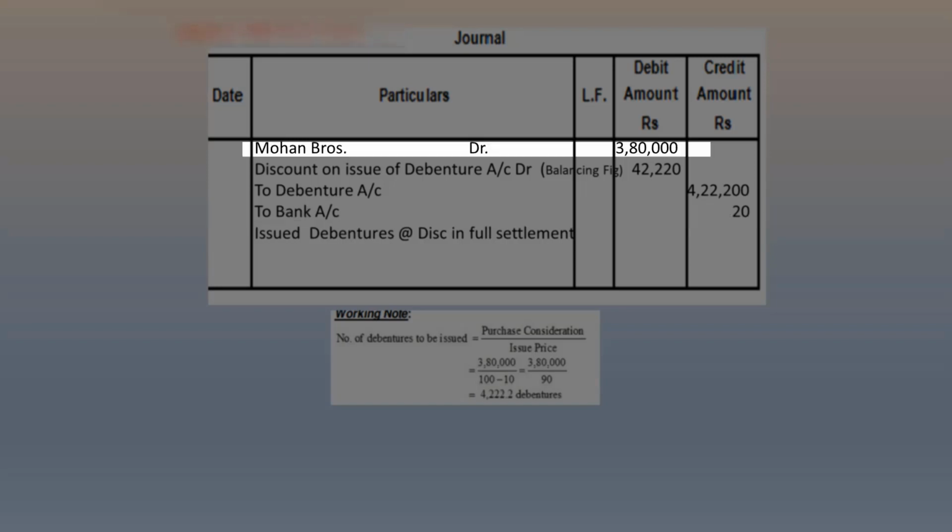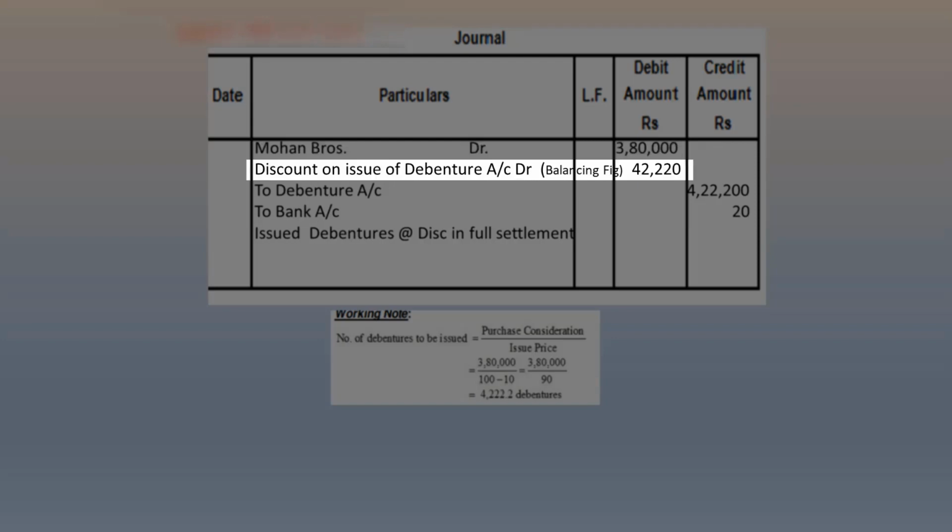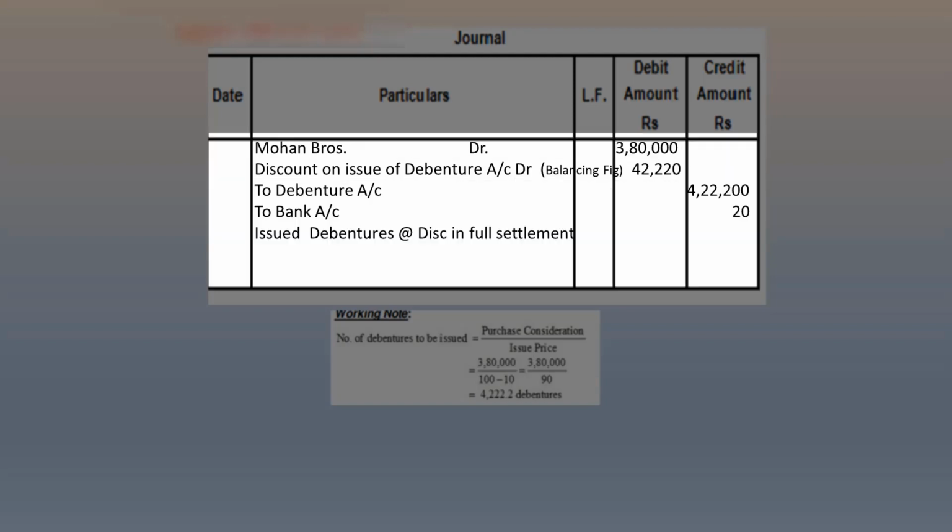The excess of the debentures issued over the consideration is accounted as discount on issue of debentures. That is a balancing figure. The journal entry reads as vendor account debit, discount on issue of debenture account debit to debentures account credit to bank account credit.